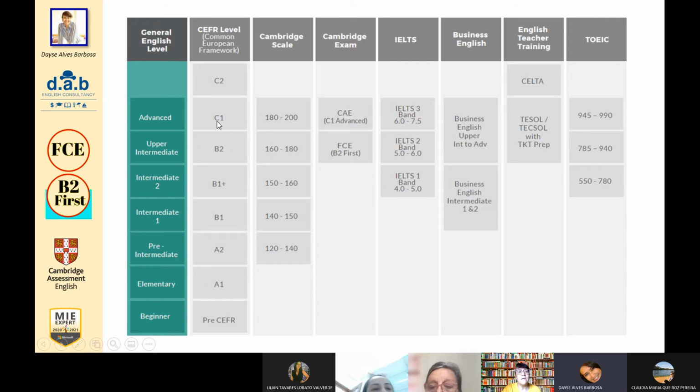So you see here, C1 is equivalent to CAE, and B2, which is the one that you were doing, is equivalent to FCE. And here is the Cambridge scale. Each question is worth 1 point or 2 points, depending on the question. During FCE, you can reach a scale between 160 and 180, and you will have the certificate for FCE when you sit it, okay?